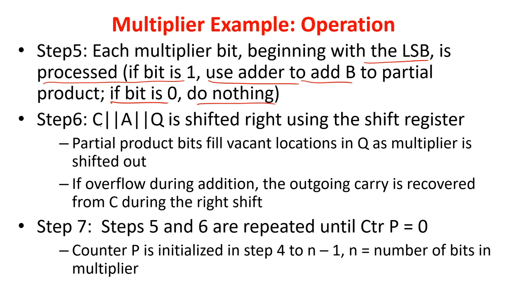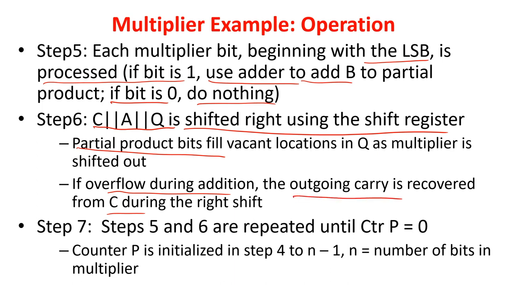Step 6: CAQ is shifted right using the shift register. Partial product bits fill the vacant locations in Q as the multiplier is shifted out. If an overflow during addition occurs, then C gets set. So, the carry out is recovered from C and gets inserted. If during the partial sum a carry is generated, then that carry gets stored into C. Otherwise, by default, we add a 0. And steps 5 and 6 are repeated until counter P is equal to 0. That means, for 8 bit number multiplications, we need to iterate 8 times.